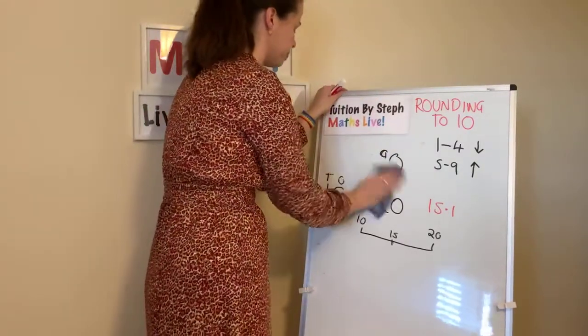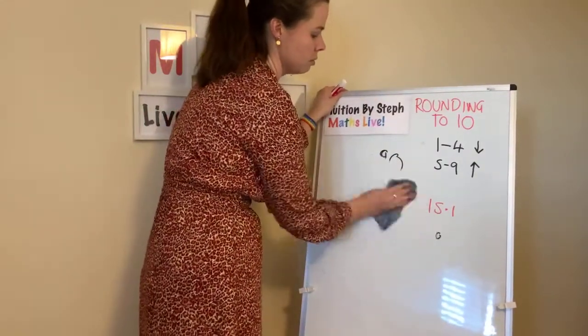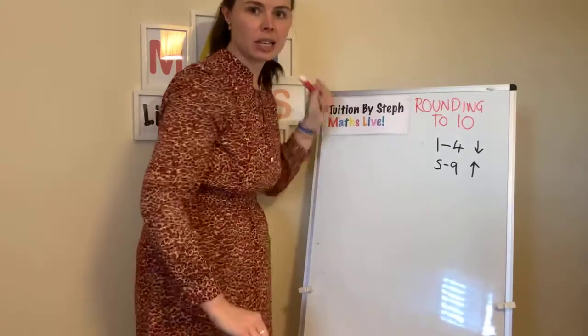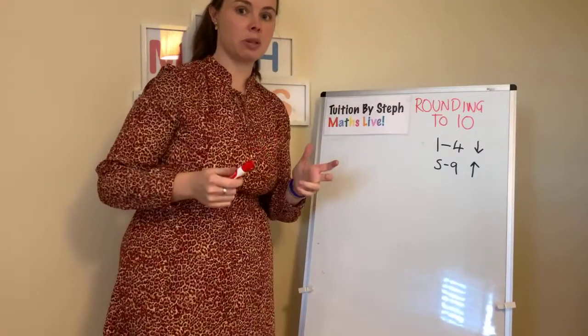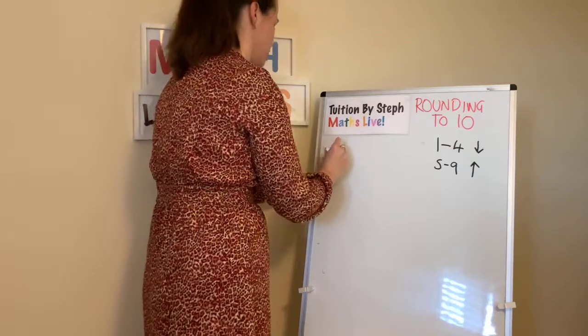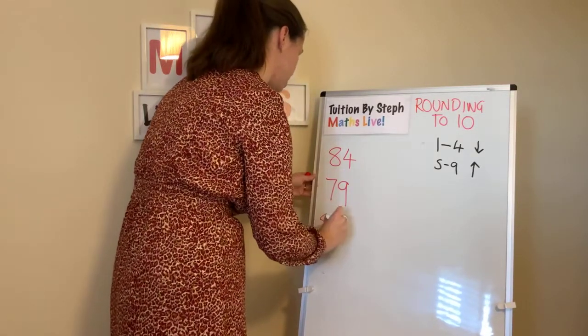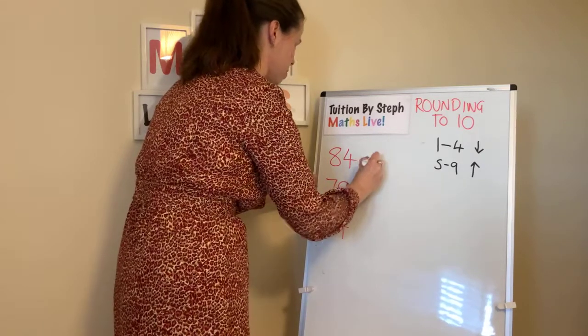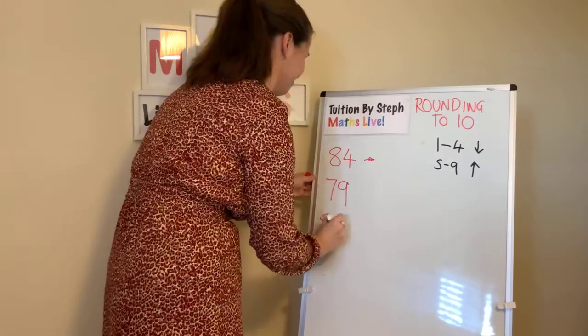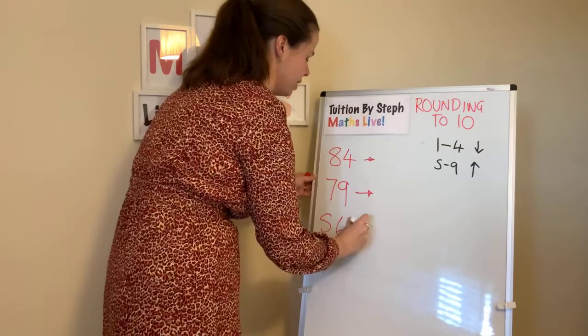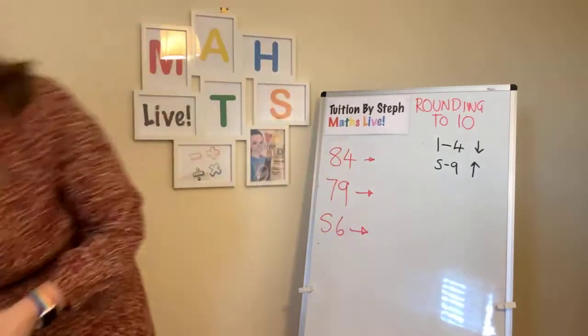Round up. So I'm going to give you 3 questions, and I'd like you to tell me what these numbers are to the nearest 10. What are they to the nearest 10? Who can tell me the quickest? Off you go.